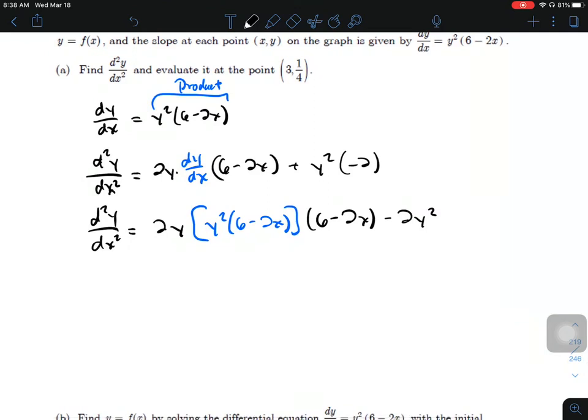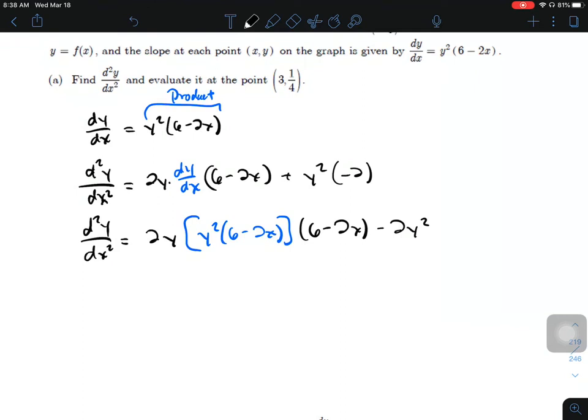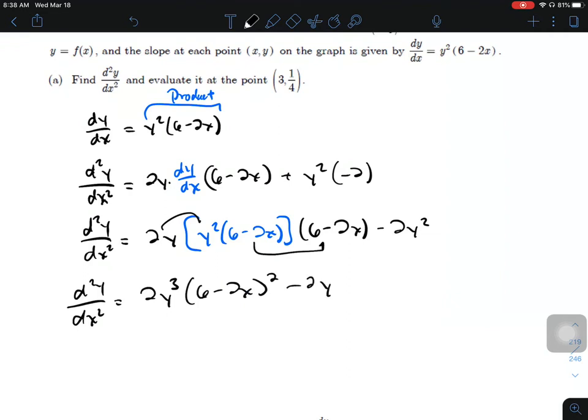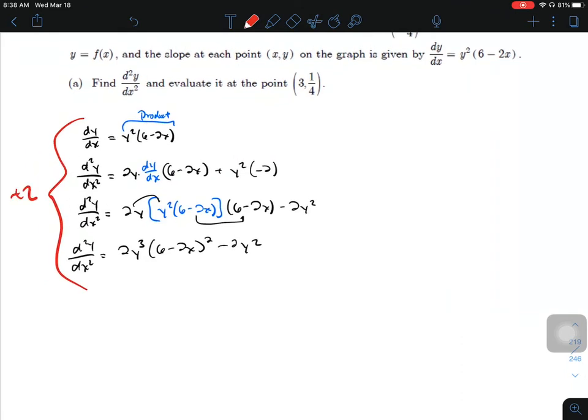Now, keep in mind this is a free response question. You don't have to simplify. But by simplifying it, I'm going to make evaluating it at (3, 1/4) easier. At least I hope. So if I distribute, actually just distribute the 2y to the y cubed, and I put these two together, I'm going to get (6 minus 2x) squared. As far as scoring goes, you would get 2 points if you successfully did what just happened there.